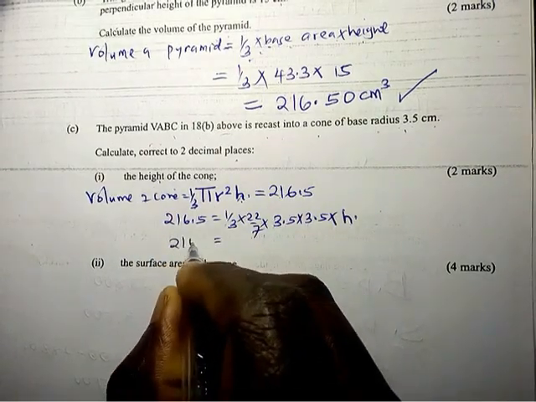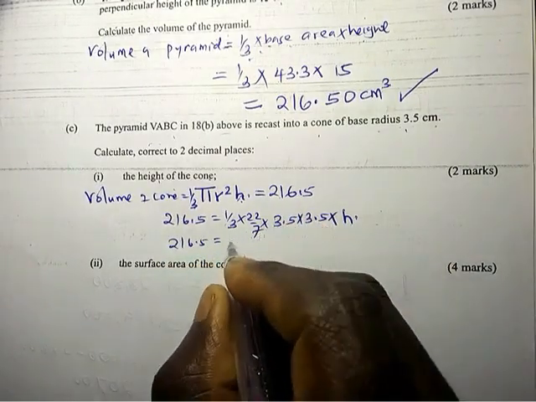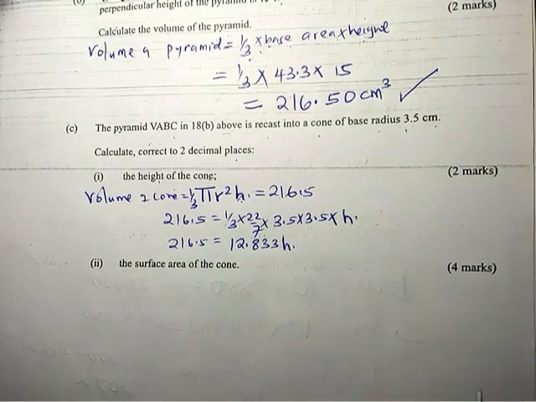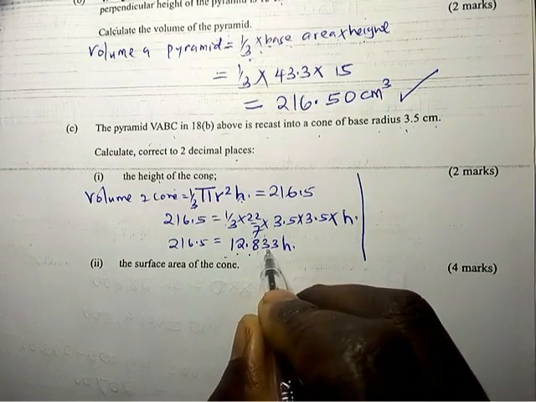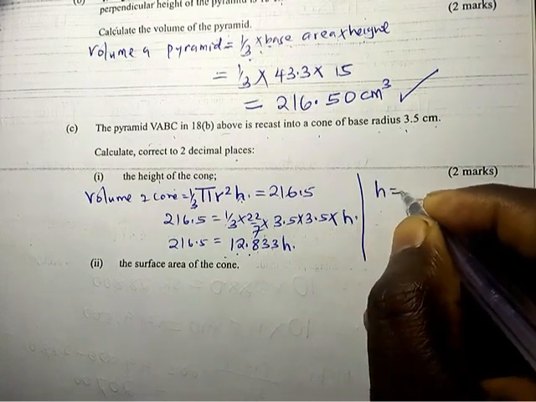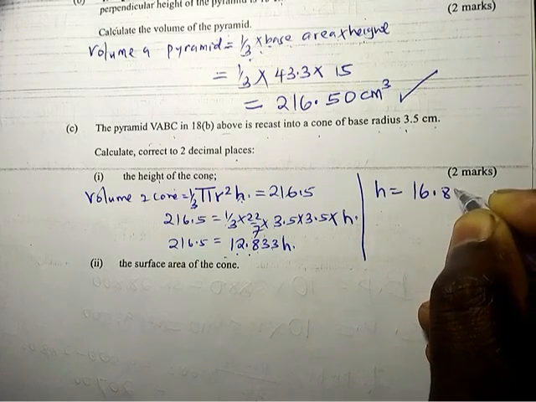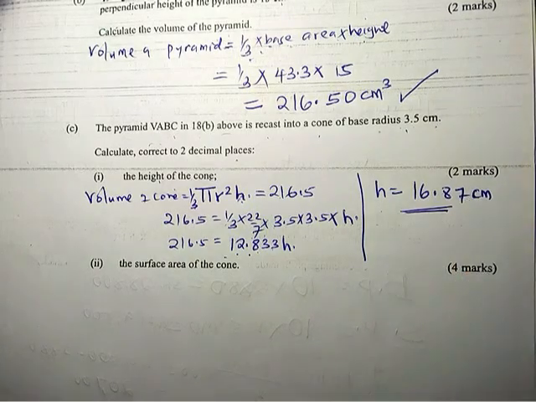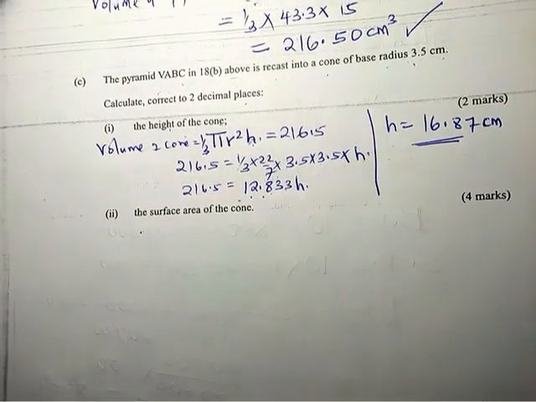This is 216.5 will be equal to, you calculate everything here, you will have 12.833h. So h, you divide both sides by 12.833. So h is equal to 16.87 centimeters. So that is the height of the cone.